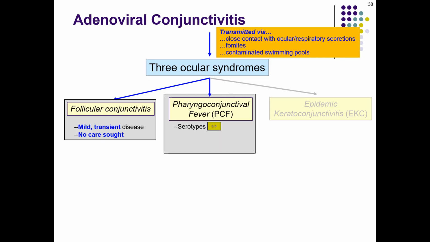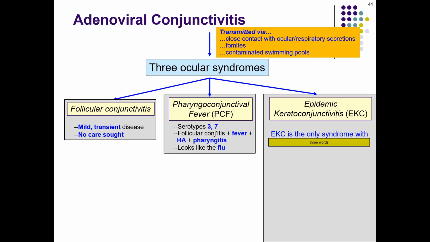For pharyngoconjunctival fever, do you know the serotypes that cause it? 3 and 7. Don't forget them. And it is a triad of follicular conjunctivitis, as the name says, pharyngitis, and high fever with cervical lymphadenopathy. It looks like flu, so it's flu-like symptoms, but it is caused by adenovirus.